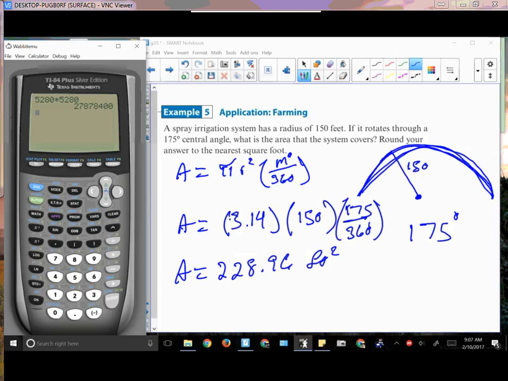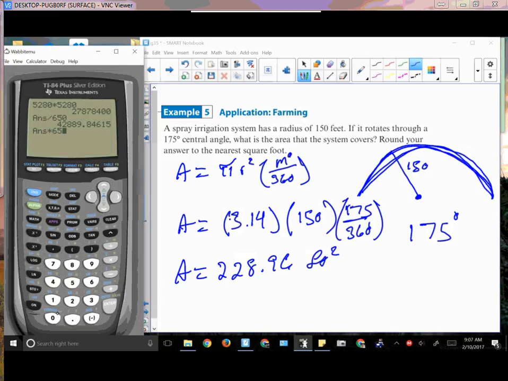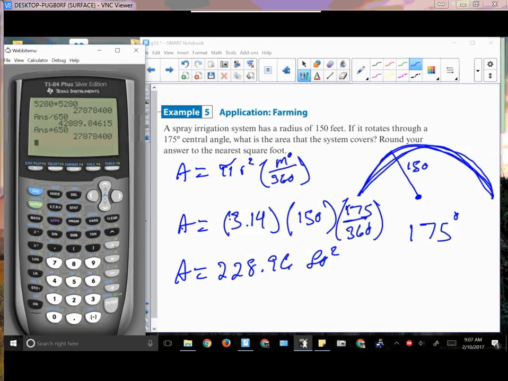Okay? So if I divide this by 640, whoops, that was 650, excuse me. Divide by 640. That means that within an acre, there are 43,568 square feet in 1 acre.